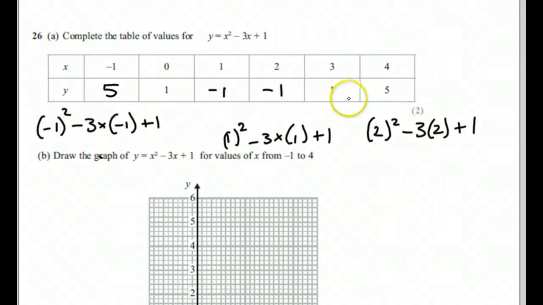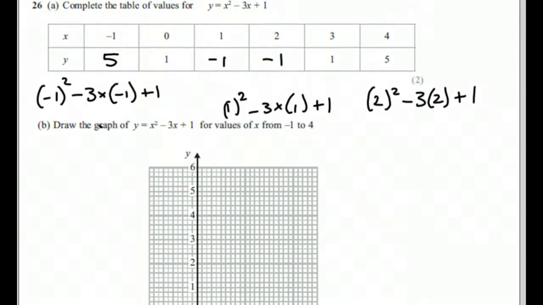And you can see there's a bit of symmetry, and there normally tends to be with a quadratic, always tends to be for a quadratic. So you can always look out for a bit of symmetry there. And now we're going to plot the graph.